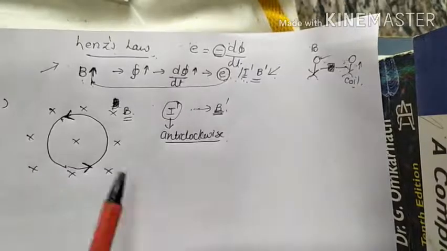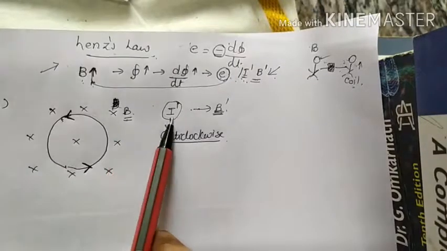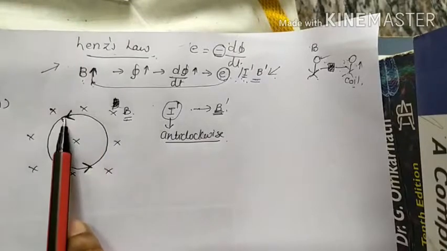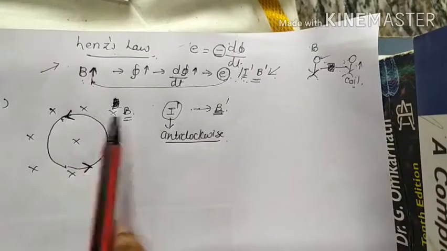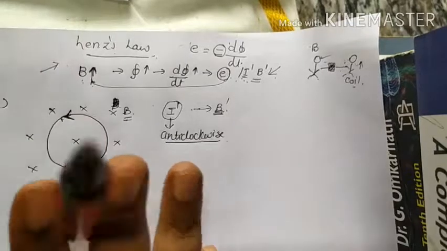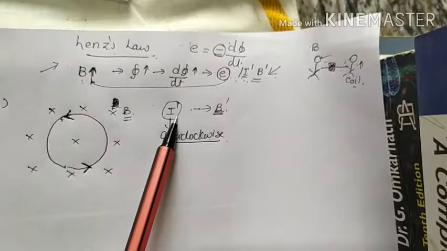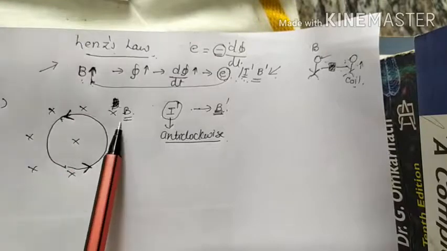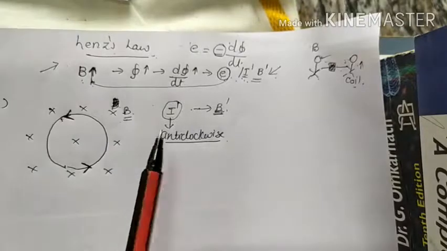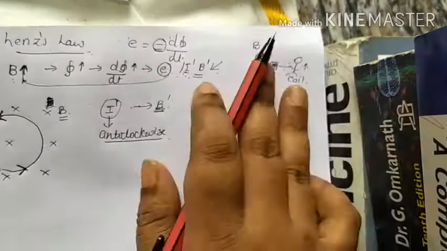Right? See, B caused I dash. Now I dash flows in such a way that it causes a magnetic field B dash in the outward direction. Now what is this I dash's nature? This I dash current is opposing B. Clear? Opposing B means it is trying to reduce the effect of B. Clear? We'll do a few other examples, guys.